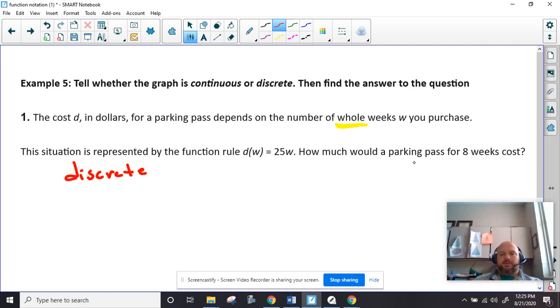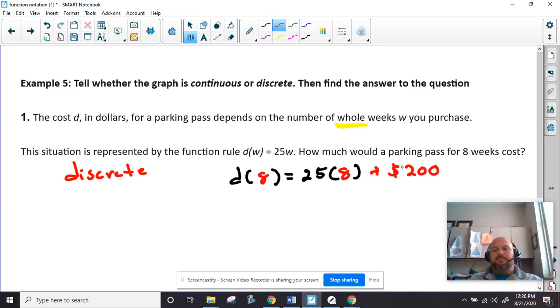Now, how much would you pay for a parking pass for 8 weeks? Well, this is function notation. Now this has D of W because it's dollars and weeks, and people got fancy with it. I'm not that fancy. 25 times 8. That should be 200. But I'm just going to double check myself because I don't want to mess up. Yeah, it is 200.